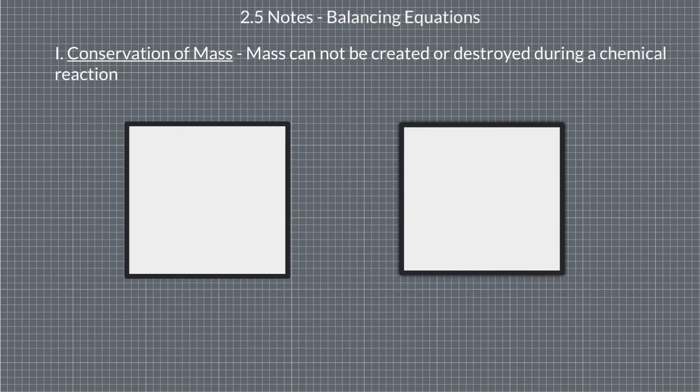So these are notes 2.5, and they're going to be on balancing equations. The first thing we have to understand is the idea of conservation of mass. You've heard something very similar before in conservation of energy. What this means is that mass cannot be created or destroyed during a chemical reaction. So whatever we have at the very beginning has to be the same amount as what we have at the very end. So let's do an example of this.